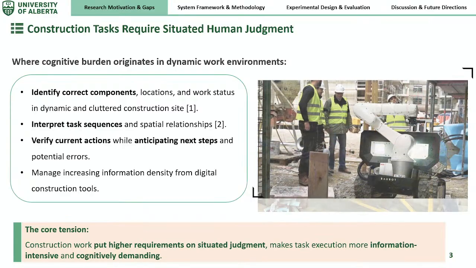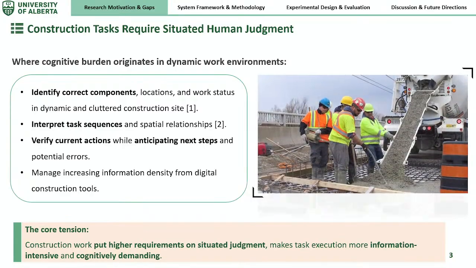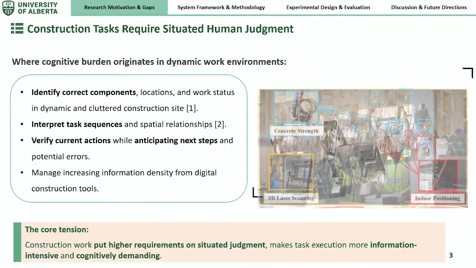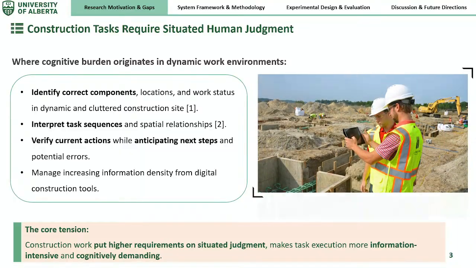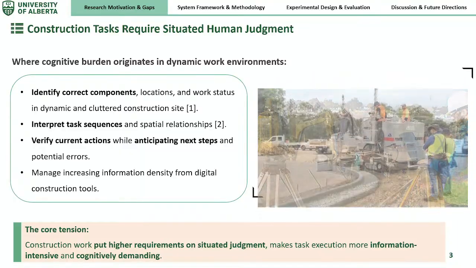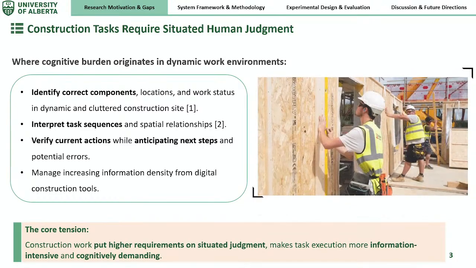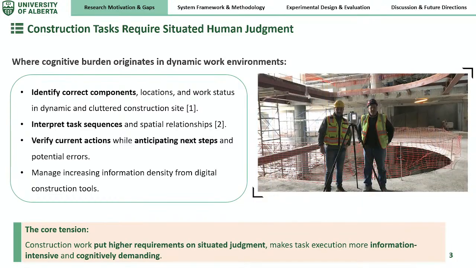Here we mainly focus on how to evaluate the cognitive burden on construction workers. As we all know, construction workers need to identify the correct components, locations, and their status in a dynamic and cluttered construction site. They also need to interpret task sequence and spatial relationships, while verifying current actions and anticipating next steps. Things get a little worse when digital technologies come to the construction site and they need to manage increasing information density.